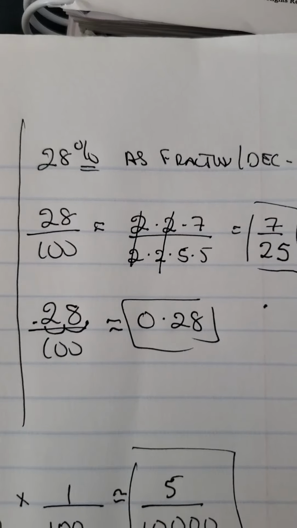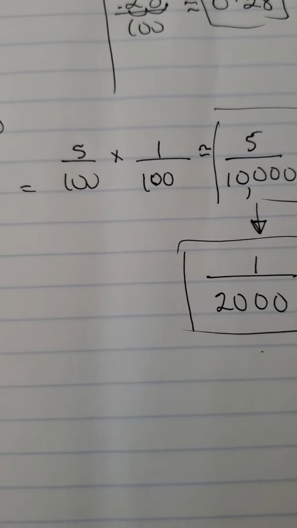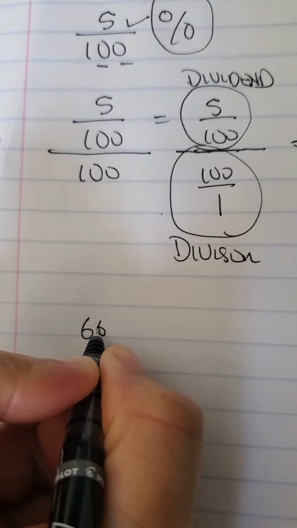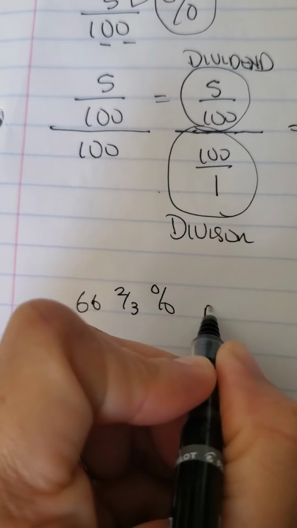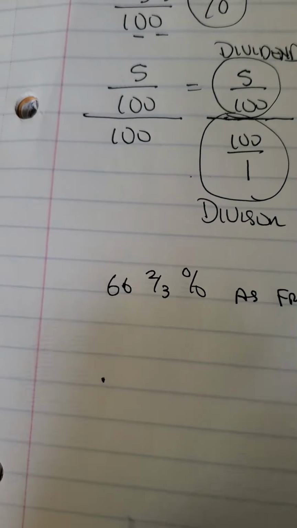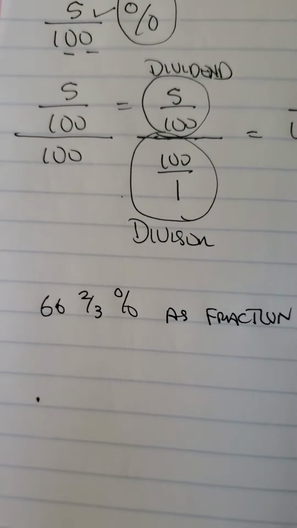Yep. Let's try another one. Here they gave a fraction percent. Here it is. They give 66 and 2/3% as a fraction. Now, they didn't ask us for a decimal. They just wanted it as a good old fraction. So this is actually going to be a complex fraction. So first we'll have to convert this into an improper fraction, right?